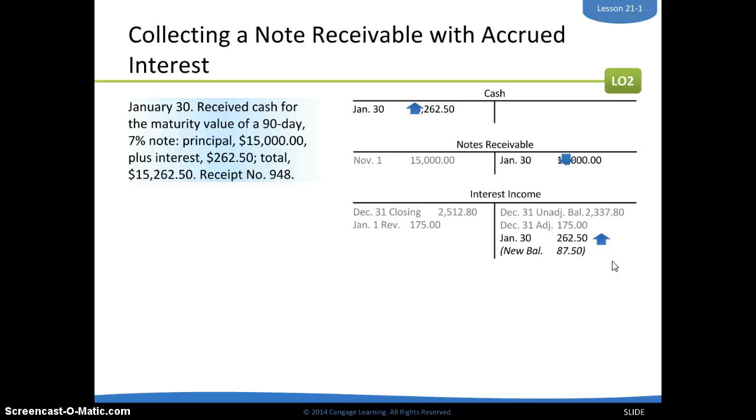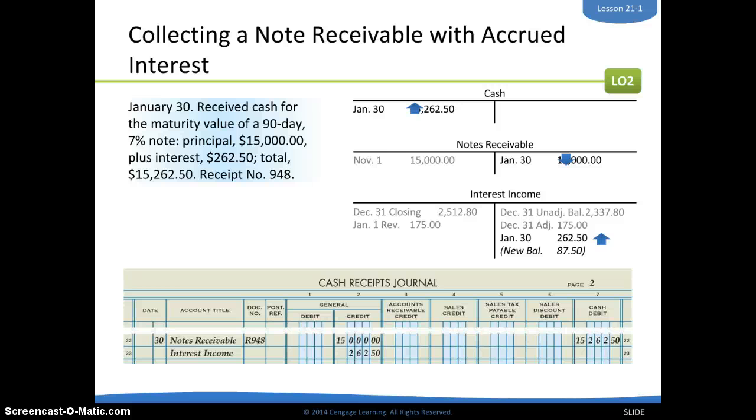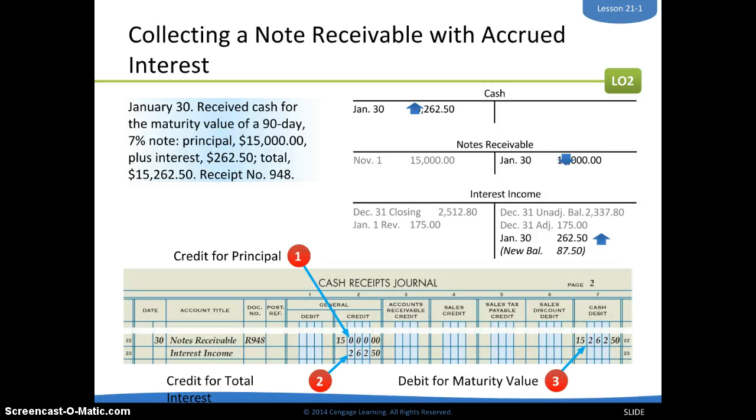And I don't have to do anything different when I get my check because I did a reversing entry. So I record it just like normal. I'm going to credit notes receivable for the principal. I'm going to credit interest income for the total amount of the interest, and I'm going to debit cash for the total amount I'm getting in the check. I don't have to try and remember what I did.